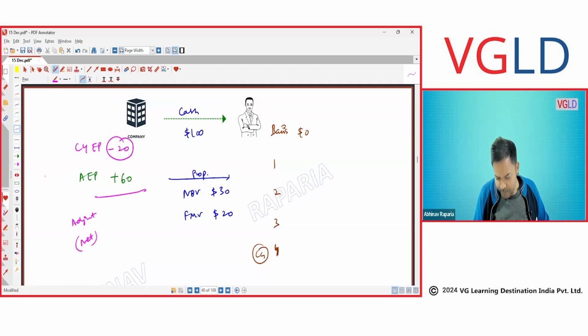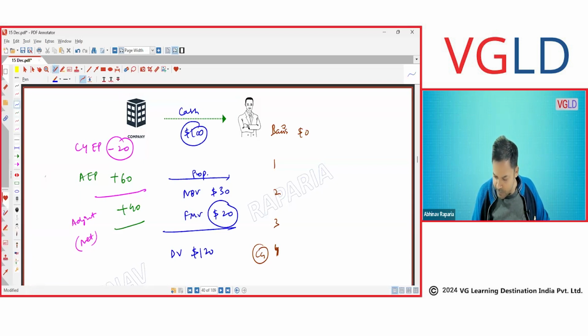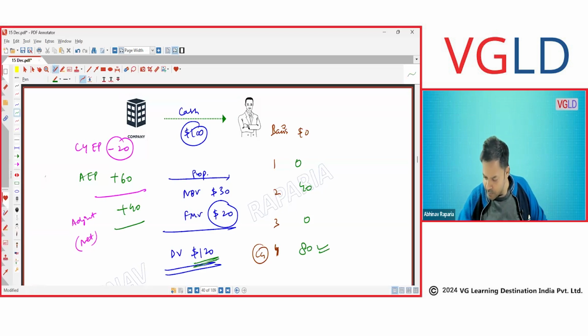Yes, because current year is this. So it is coming plus 40. Nice. What is my distribution value, guys, here? Distribution value is this plus this, 120. Correct. Now it's very simple. This is 0, 40, 0, and this is this. Point clear, everyone? Ruchi clear?